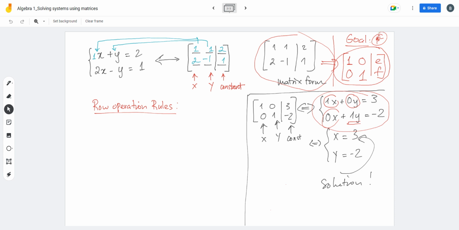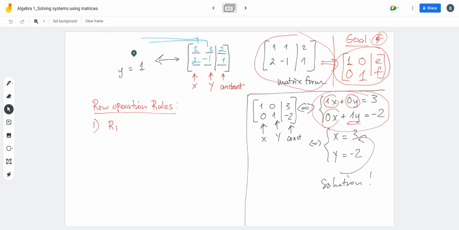Now let's go back to the row operation rules. There are 3 rules that you must follow, and they are pretty simple. The first rule is exchanging rows, right? So you can exchange rows. For example, let's say that I have row 1 and I want to move row 1 down. Let's start with an example.